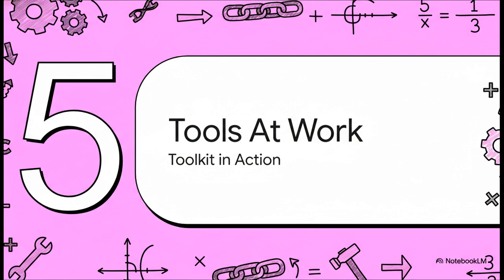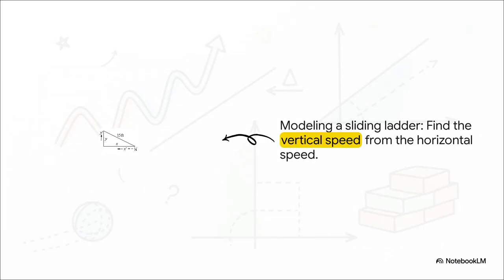So now, for the fun part. Let's actually put these tools to work and see what they can do. So here's a classic puzzle you see in pretty much every calculus class. You've got a ladder leaning against a wall, and the bottom starts to slide out. The question is, if you know how fast the bottom is moving away from the wall, can you figure out exactly how fast the top is sliding down? With our new toolkit, the answer is absolutely yes. We can find that speed at any exact moment. This is a perfect example of what's called a related rates problem.